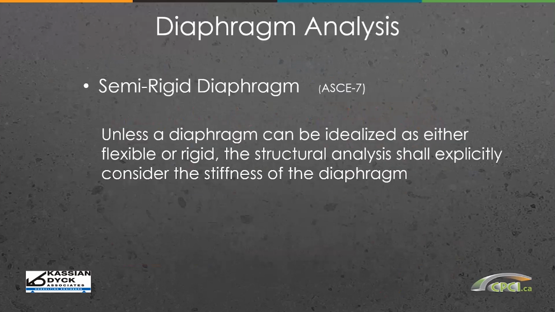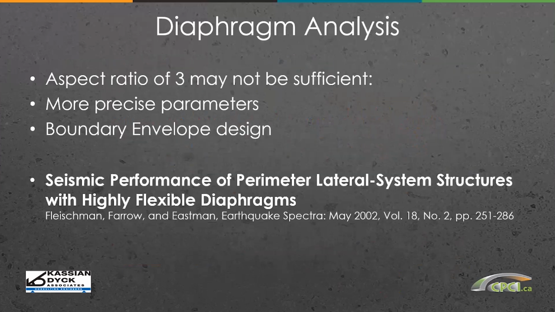So unless a diaphragm can be idealized as either flexible or rigid, you may have to consider that it's a semi-rigid diaphragm, and guidance is given in ASCE 7. So if you don't know if it's flexible or rigid, you may have to do a boundary envelope design looking at the effects of both.